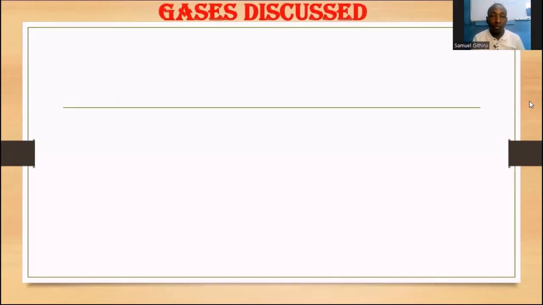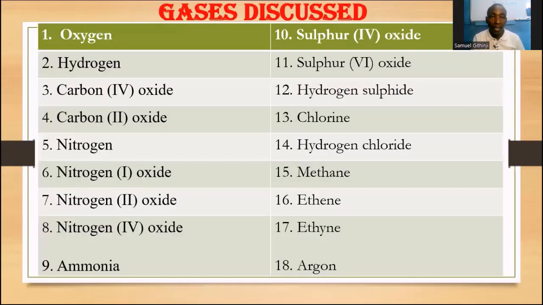For the gases that I'm going to discuss, they include the following. We have oxygen, hydrogen, carbon 4 oxide, carbon 2 oxide, nitrogen gas, nitrogen 1 oxide, nitrogen 2 oxide, nitrogen 4 oxide, ammonia gas. Then we have sulfur 4 oxide, sulfur 6 oxide, hydrogen sulfide, chlorine gas, then hydrogen chloride, methane, ethane, and argon. These are 18 gases that we cover in high school. So what I'm going to do is to cover them in detail. We explain the chemistry behind every gas.